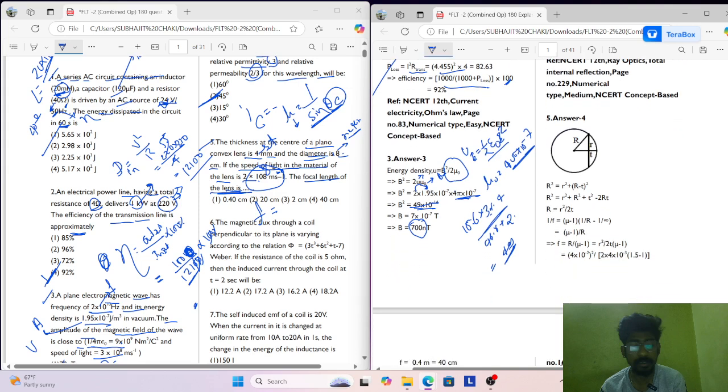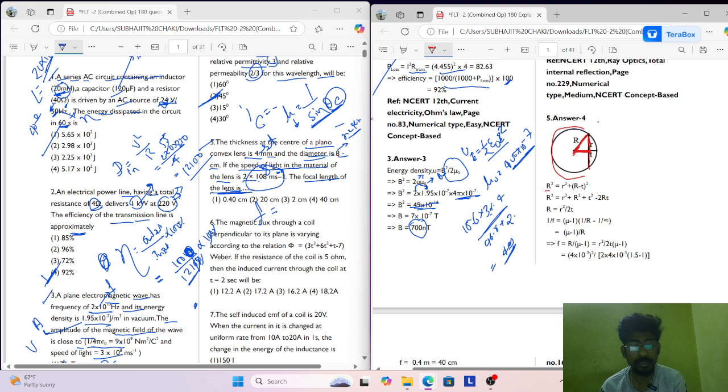If you see this, what is this? This is a plano-convex lens, right? Here is the radius of curvature, the big R, and this is the small r. And this is the thickness of the lens.